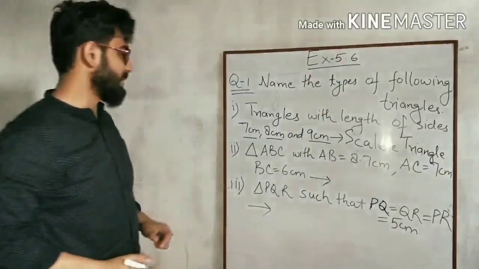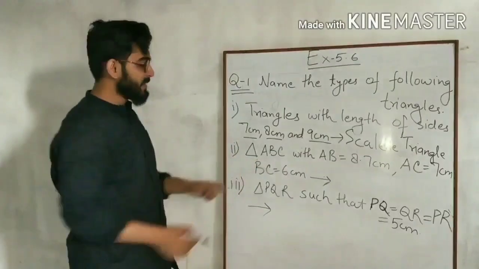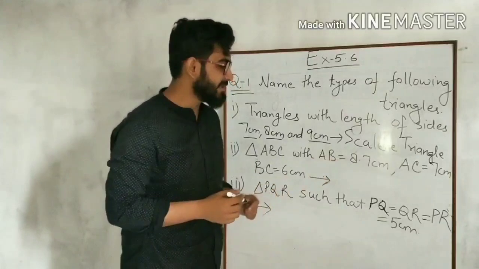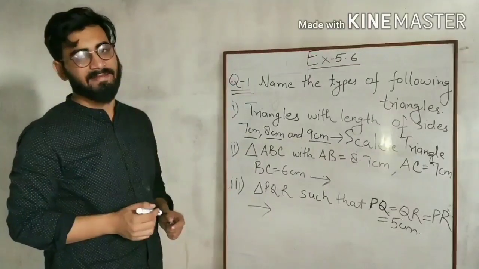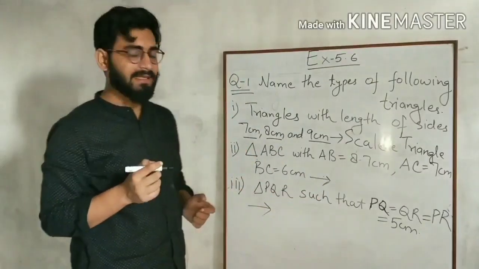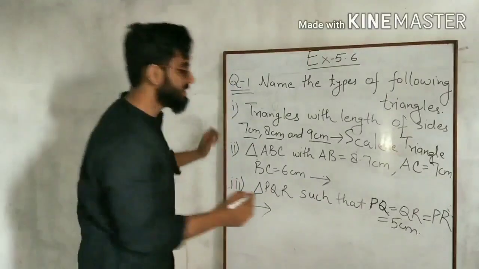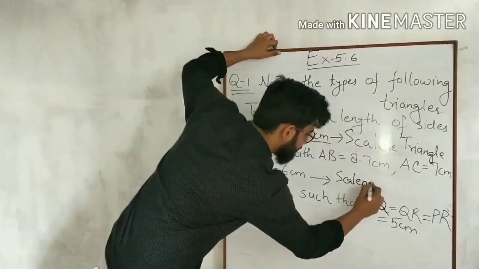And the second part, triangle ABC, with AB equal to 8.7 cm, AC equal to 7 cm, BC equal to 6 cm. So here also all the sides are of unequal length. Then this type of triangle is also a scalene triangle.